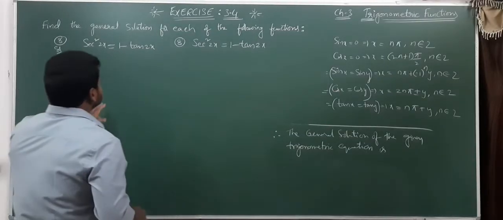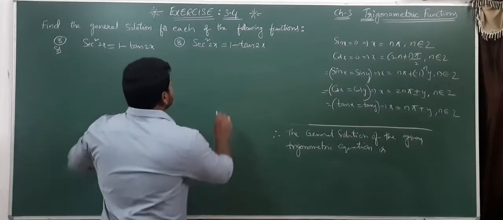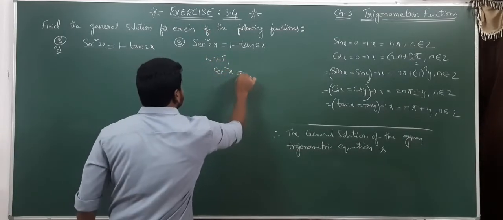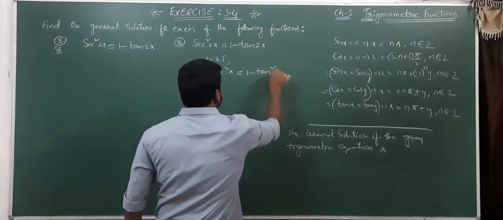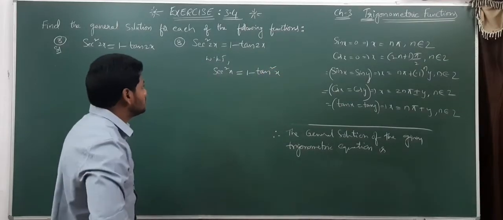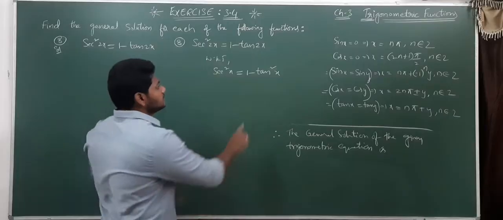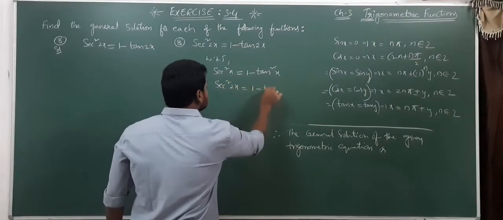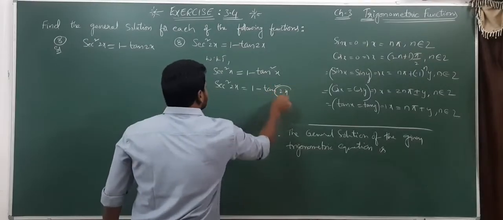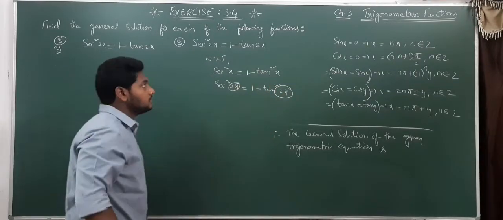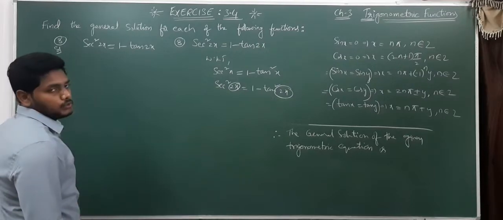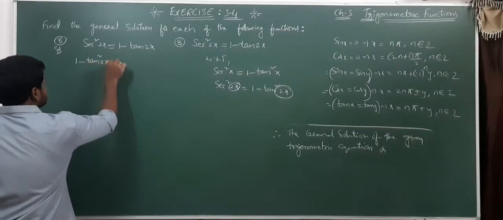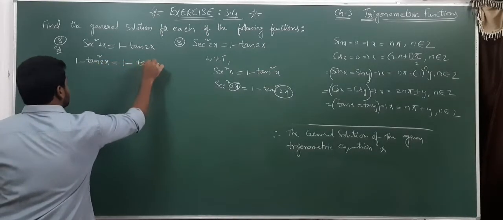So this is secant square, right? We know that sec² x is equal to 1 plus tan² x. If it is sec² 2x, it will be equal to 1 plus tan² 2x. Whatever may be the angle, that will be there. So now, instead of sec² 2x, I will write 1 plus tan² 2x, which is equal to 1 minus tan 2x.